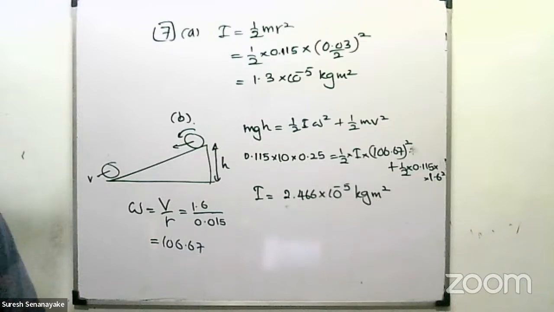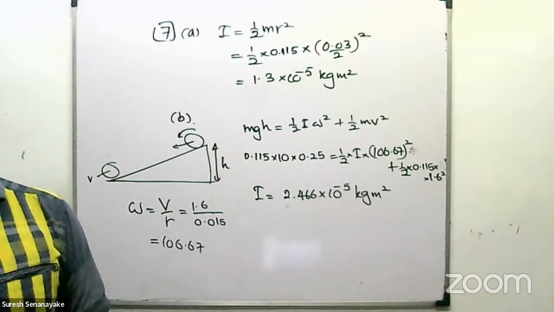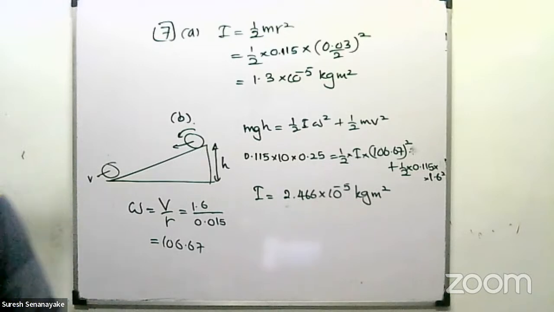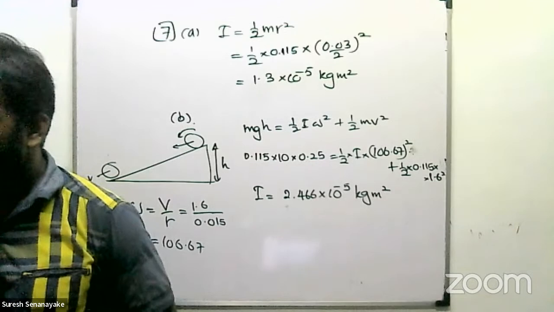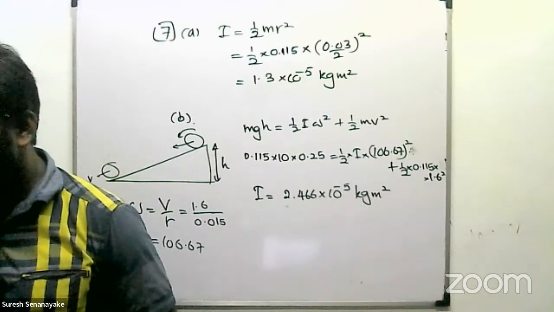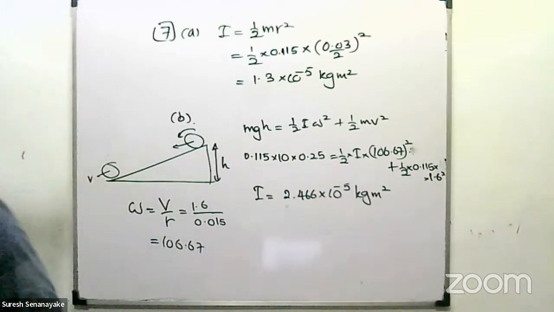Last one. Because of the kinetic energy recovery system. Let's see. A flywheel consisting of a solid uniform disc, the same as the previous one. You need to get the rotational energy, that's half I omega square.